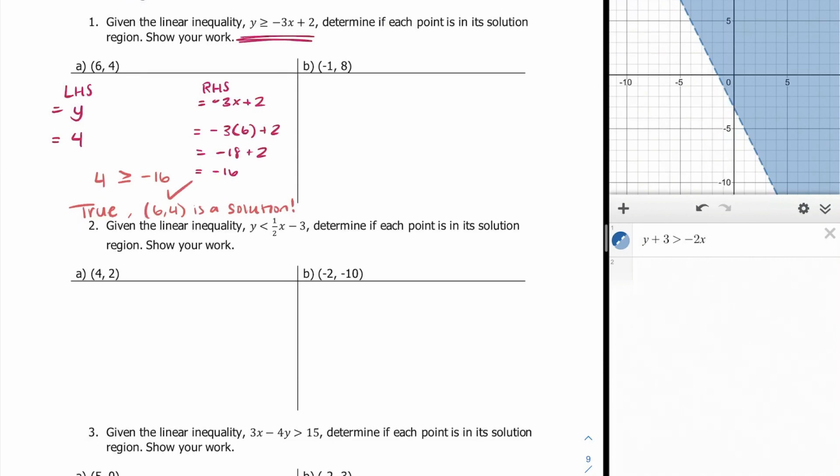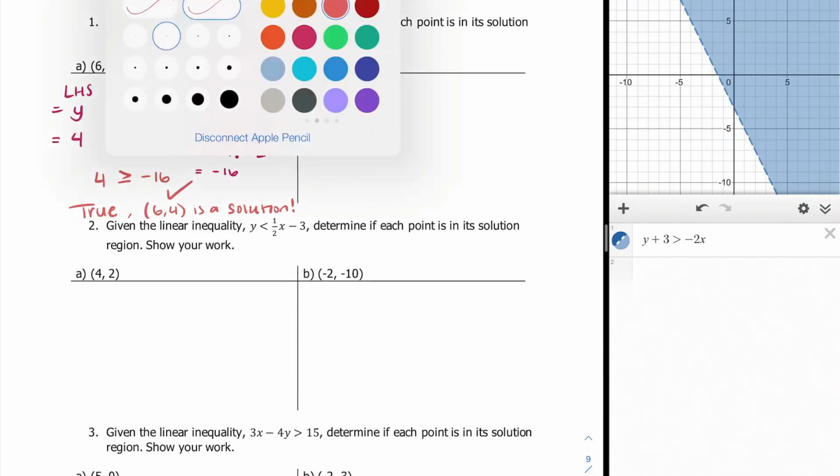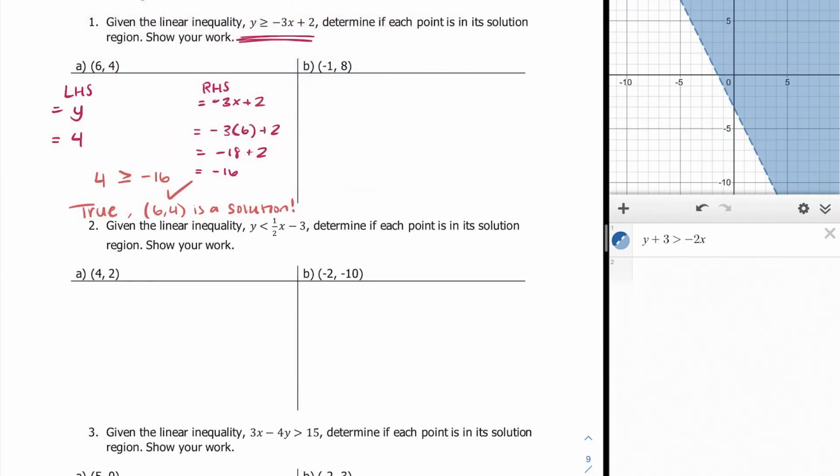So if it is true, that point is then going to be a solution. If it is not true, that point is not going to be a solution because it doesn't belong in my solution set. Same thing for this one here. We're going to split it up into left-hand side and right-hand side. My left-hand side is just y. My right-hand side is negative 3x plus 2. We get that from the inequality given to us up above in the question.